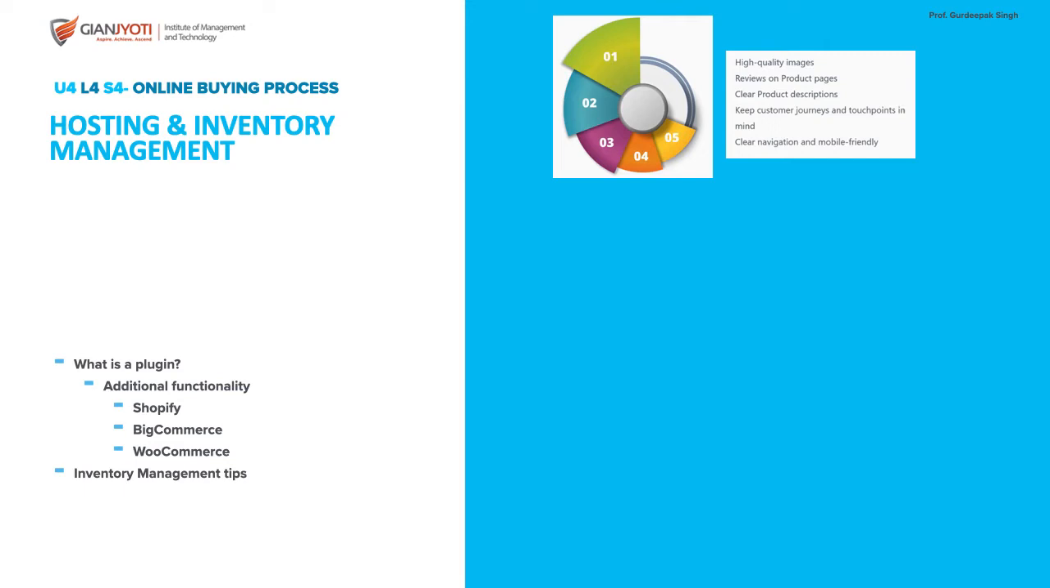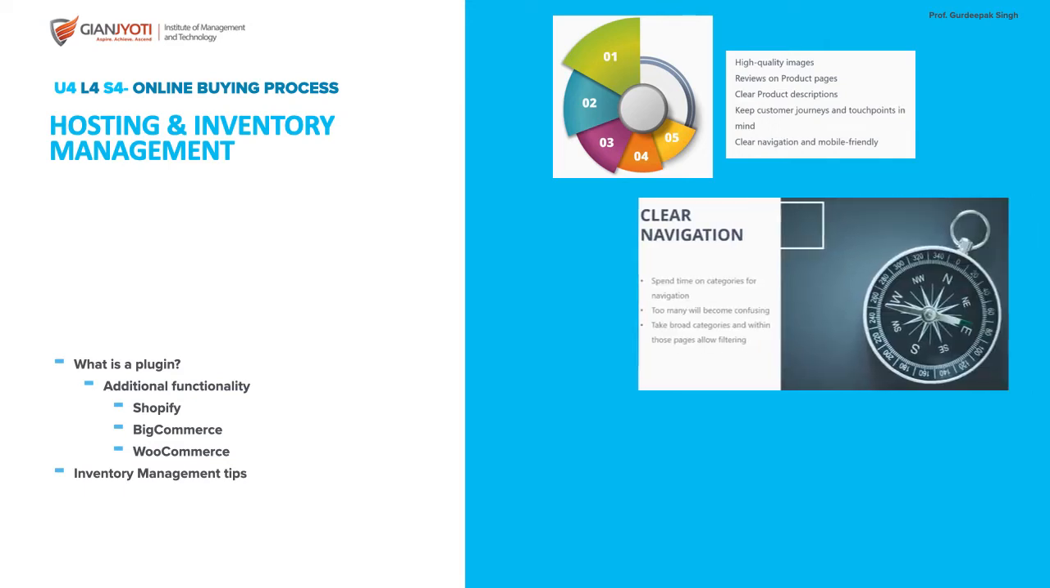So when you are putting your products or services online, under the e-commerce platform, the images have to be high quality. I'm talking about 5 clear things which you have to keep in mind. Your reviews of the products from the consumers who have already purchased and used that product. Clear product descriptions, very, very important. Keep the customer journeys and touch points in mind when you are giving the navigational tools. And it should have very clear navigation and it should be mobile friendly. So these are the 5 tips for the inventory management.